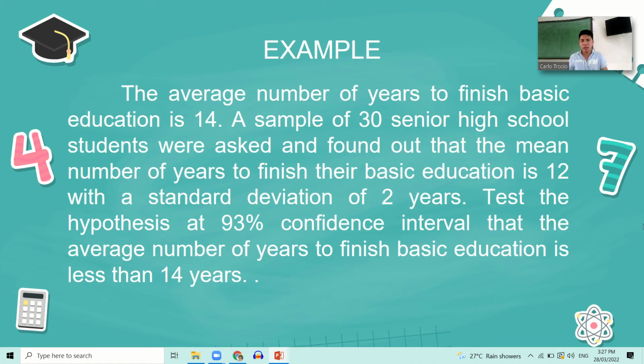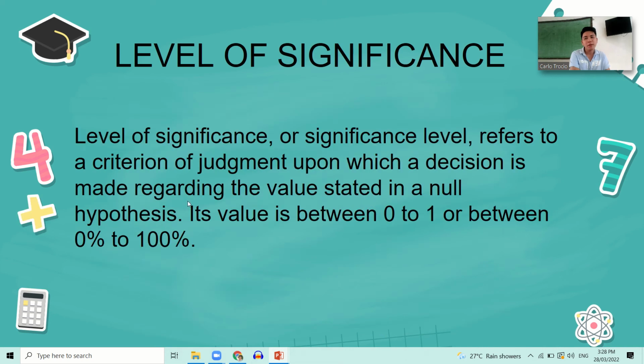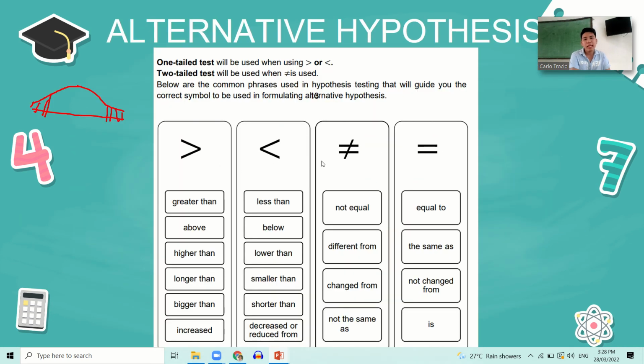Let us have example. The average number of years to finish basic education is 14. A sample of 30 senior high school students were asked and found out that the mean number of years to finish the basic education is 12 with a standard deviation of 2 years. Test the hypothesis at 93% confidence interval that the average number of years to finish basic education is less than 14 years. Okay, since it is mentioned here less than 14 years, this is only a one-tailed test. Less than. Try to remember this again. If it is less than, then it is one-tailed test.